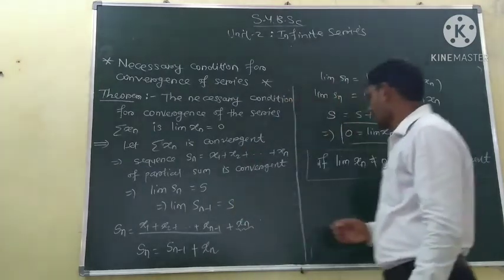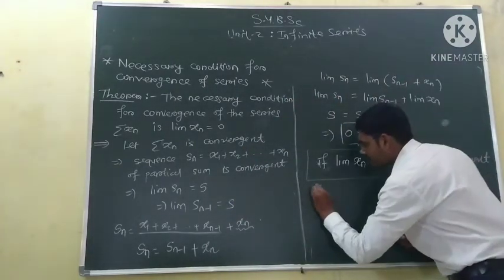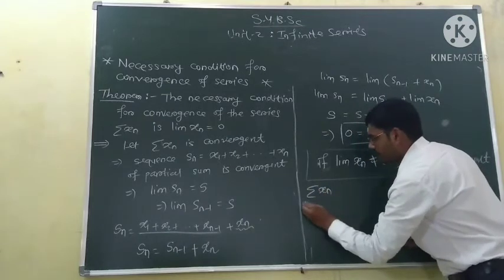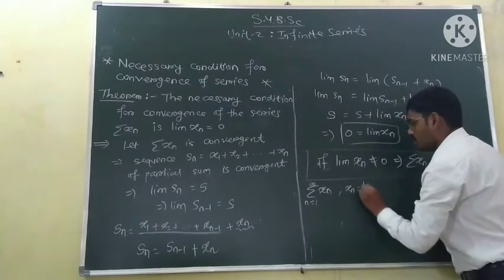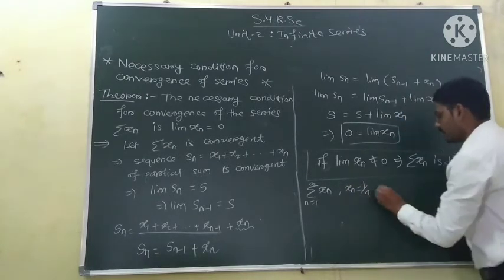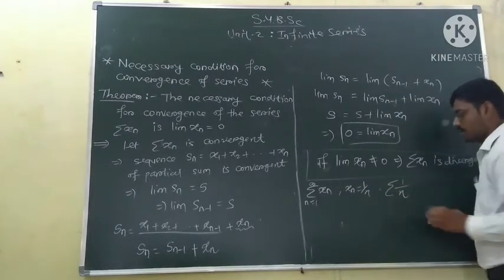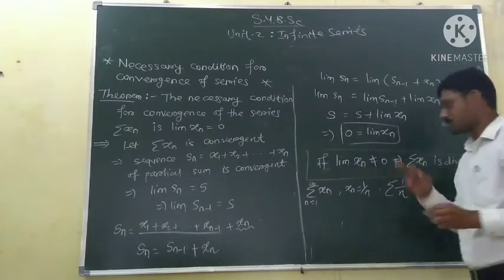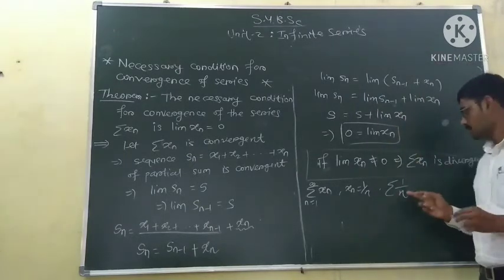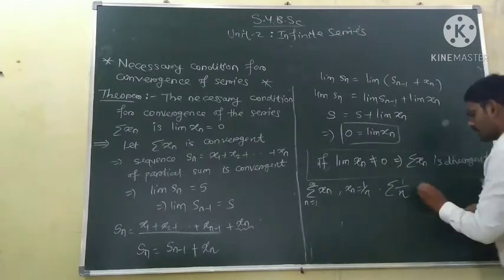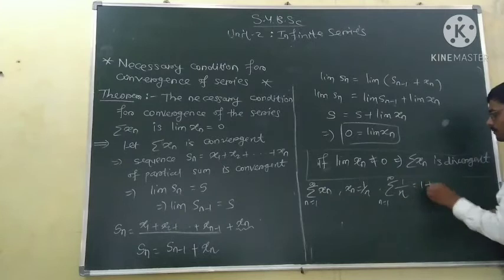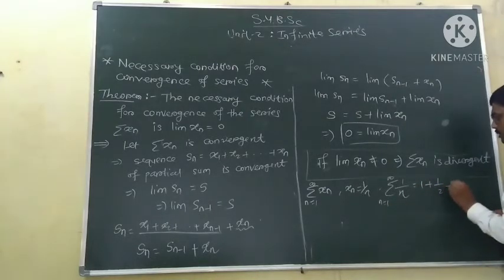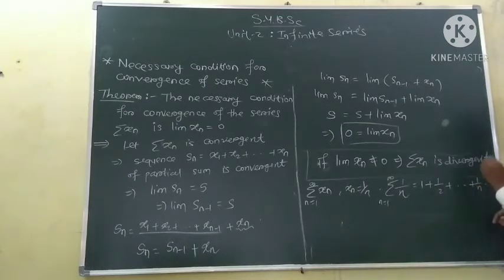Now consider the series of xn, where n is equal to 1 to infinity, where xn is equal to 1 by n. That is the series of reciprocals of natural numbers, the sum of all reciprocals of natural numbers. This series is equal to 1 by 1, that is 1, then put n is equal to 2, so 1 by 2 plus 1 by 3, up to 1 by n, and so on.